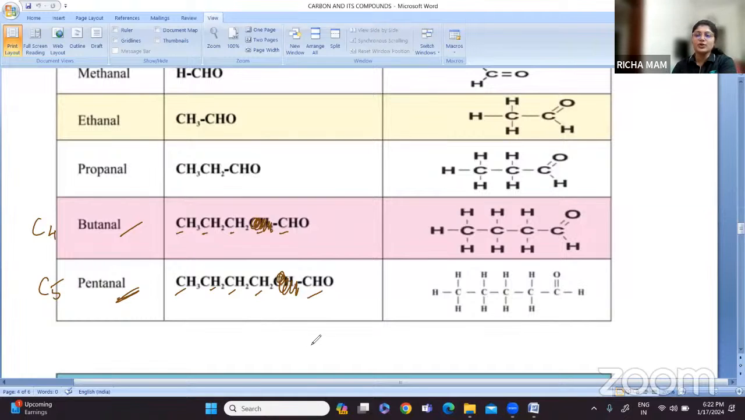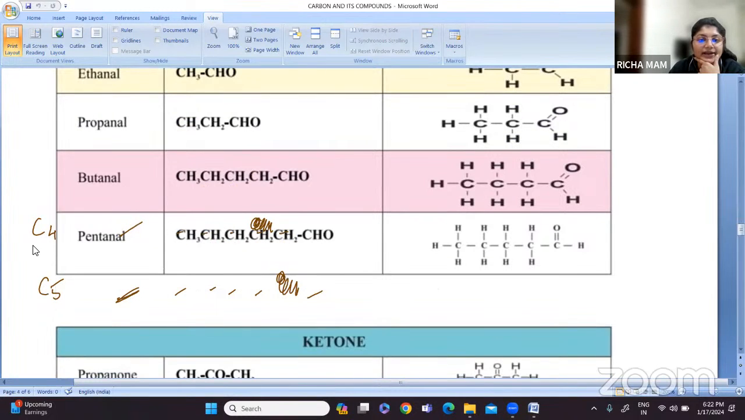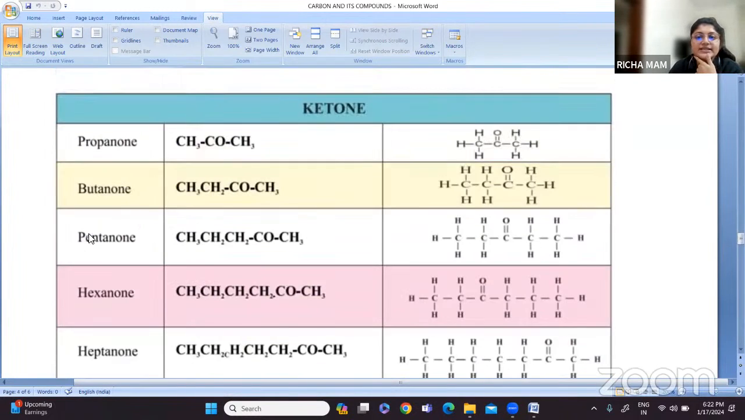So what are we doing? These are sets of compounds, that is, a homologous series. These compounds belong to a homologous series, and they belong to the aldehydic group. Next is ketones.